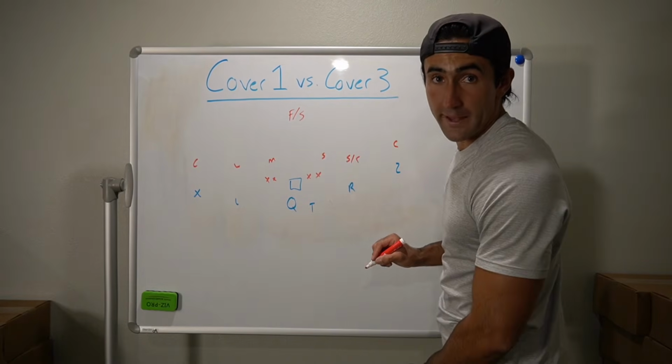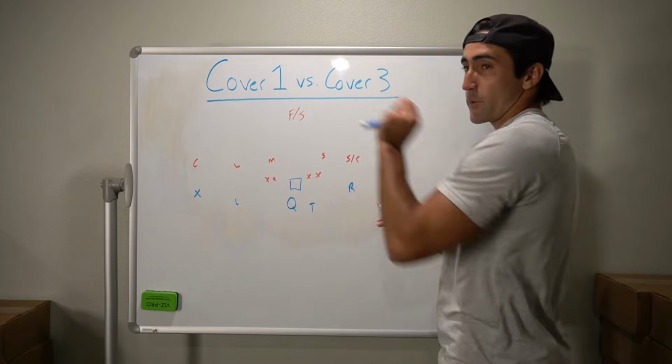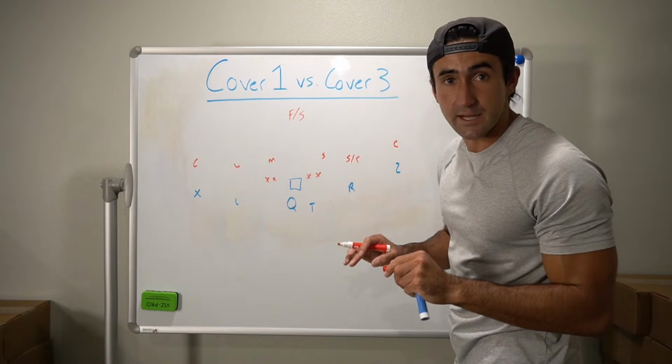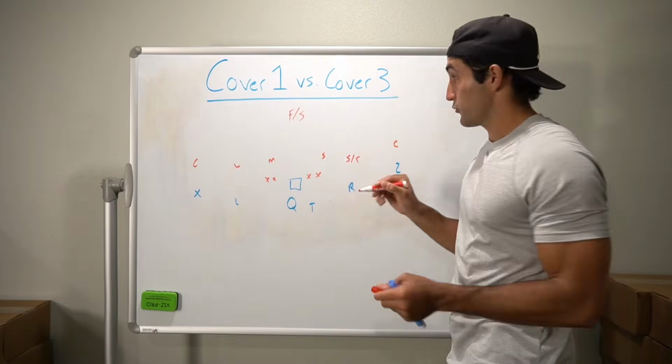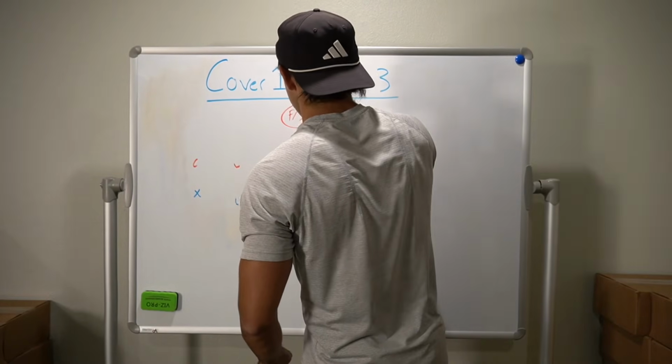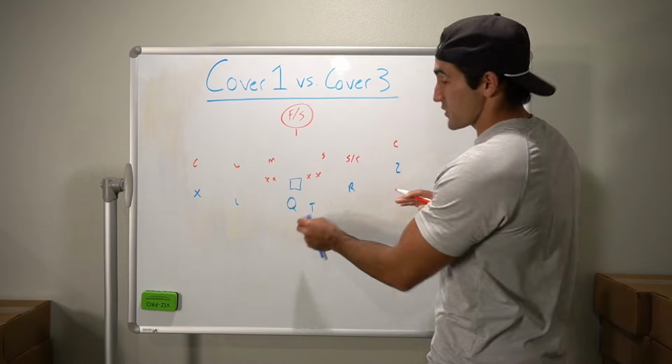So in cover 1, remember the number, just like cover 2 versus cover 4, the number determines how many deep zones they're trying to take away. So in cover 1, how many deep zones are they trying to take away? 1, uno, right? So this free safety has got this middle zone. He's not necessarily a middle zone, he's kind of like a center fielder back there, and he's reading the quarterback's eyes as well.